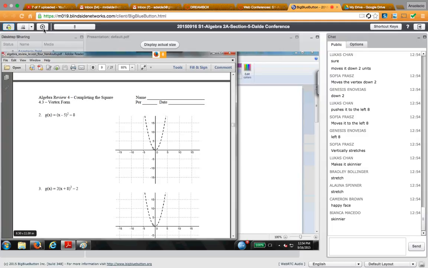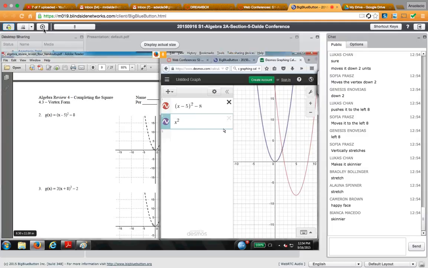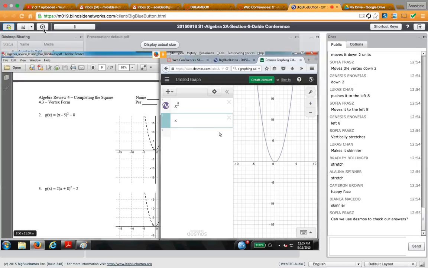In fact, if you want, go into the Desmos graphing calculator, and I want to try doing something. Let's do this. Go into Desmos, type in this: a times x minus h squared plus k. Yes, you can use Desmos to check your answers. That's not cheating.